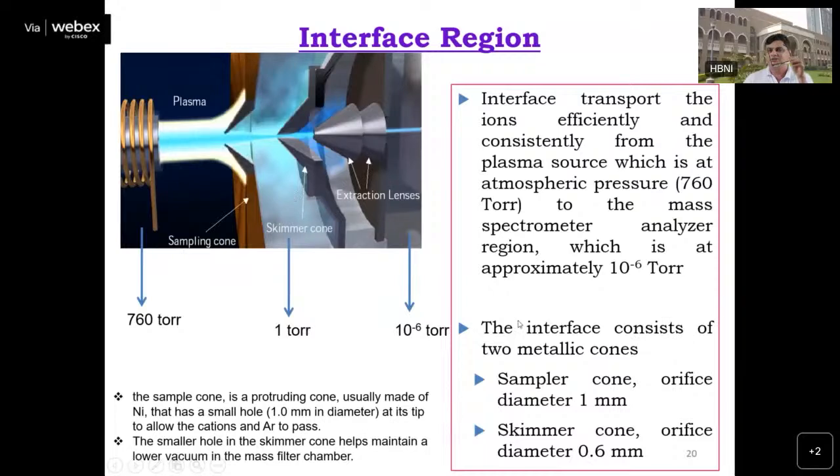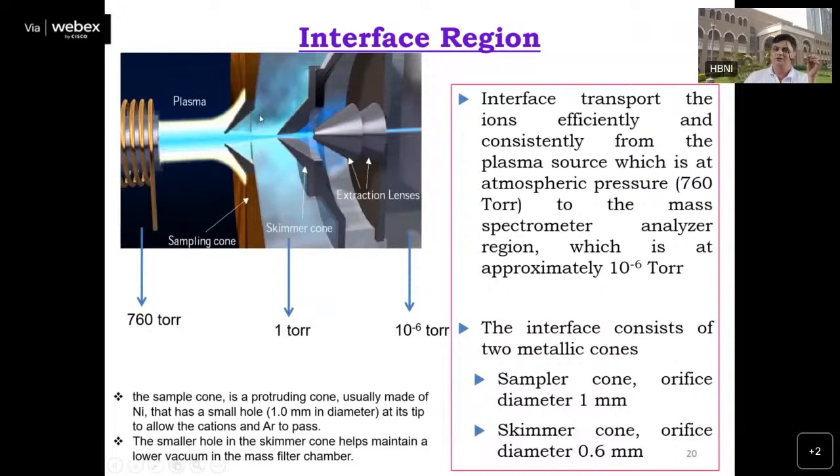The interface consists of two metallic cones. One is the orifice of about 1 millimeter, followed by the skimmer that is about 0.6 mm. So this is how we bring the singly charged ions from the atmospheric pressure to a very low vacuum level, that is about 10 to the minus 6 torr.